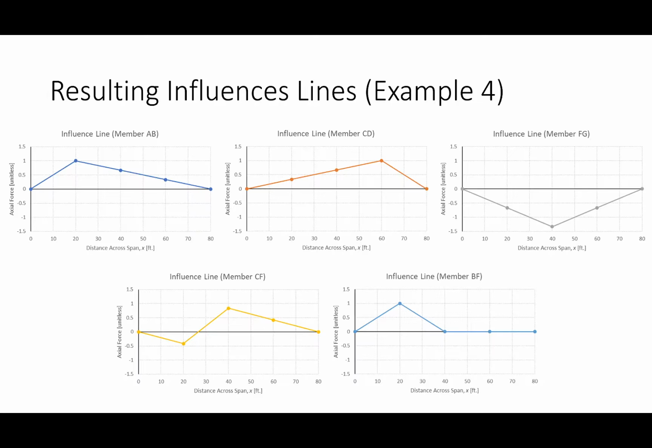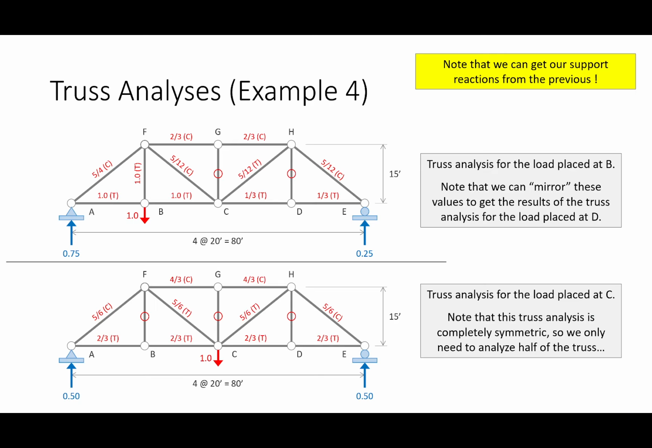That's my word for today, gobbledygook. Why is member BF like this and it's 0 everywhere? Because, take a look at this right here and this right here. When the load is over here, take a look at this joint. That's a 0 force member. That's a 0 force member.